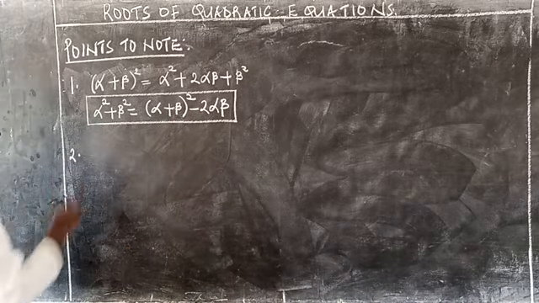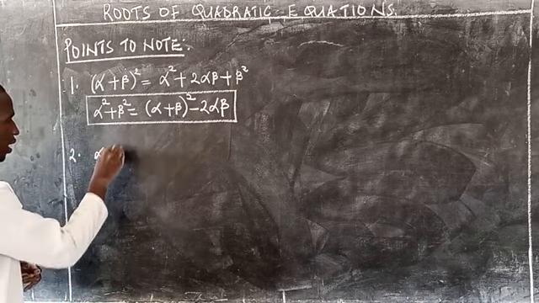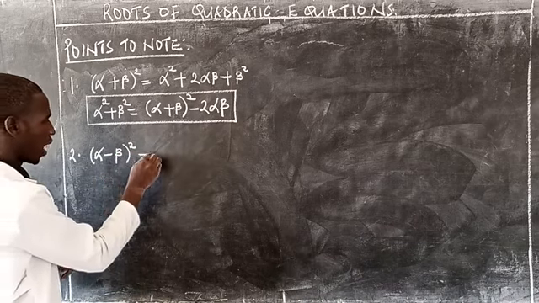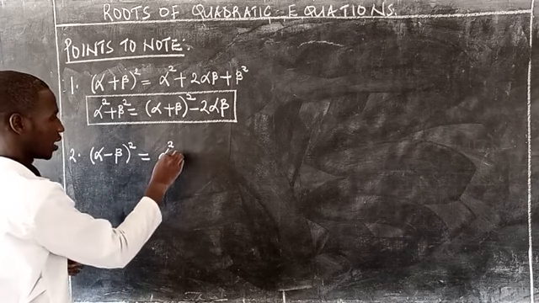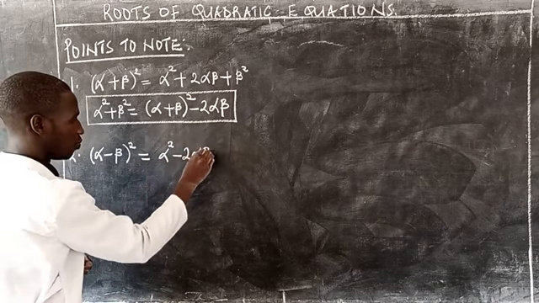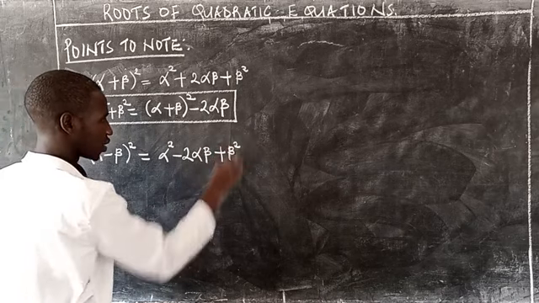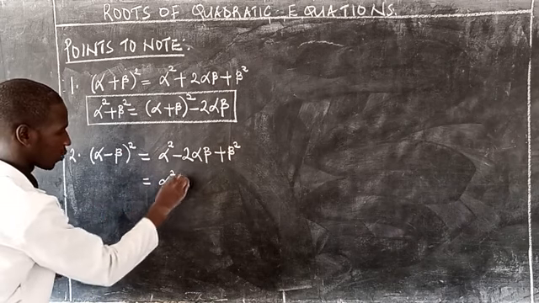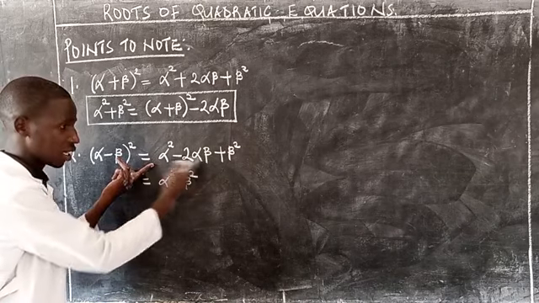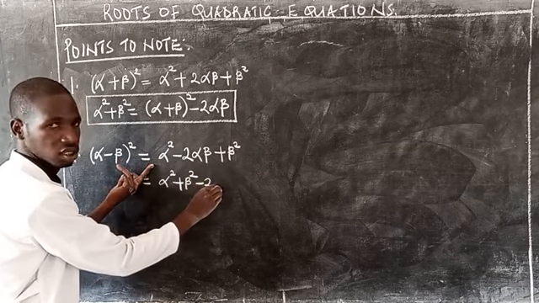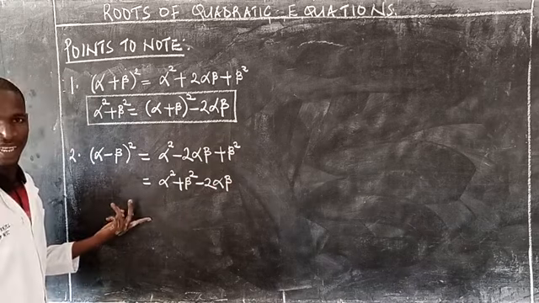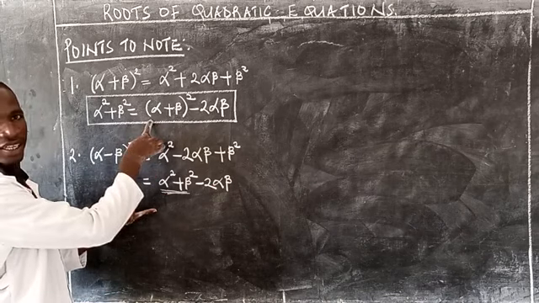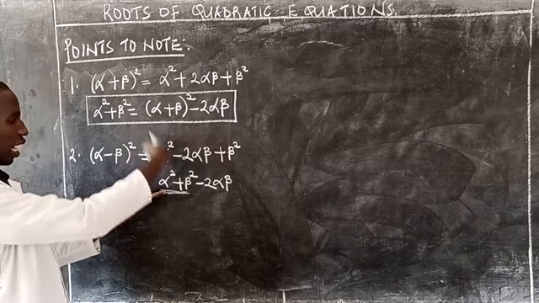Note number 2 is alpha minus beta but squared. When we expand this by Pascal, we get alpha squared minus 2 alpha beta plus beta squared. So that implies that this can be written as alpha squared plus beta squared, this plus that, then minus 2 alpha beta. But don't forget that we already got this in terms of sum and product. It is right up here.